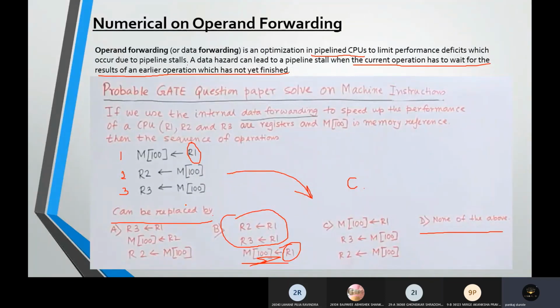In a similar fashion, the content of R1 is moved into M100. Now this particular instruction is dependent on the first instruction. M100 content you are moving into another register, but to execute this instruction you need to execute the very first instruction. So this will be the probable answer for this particular question.